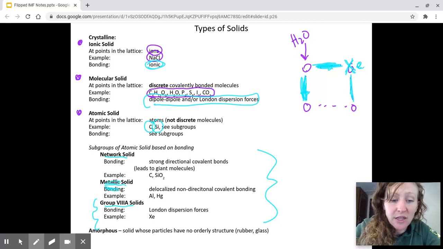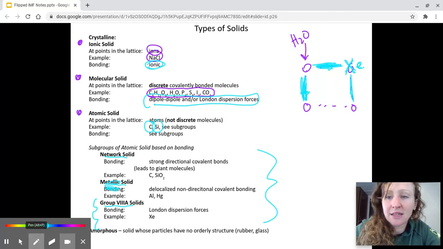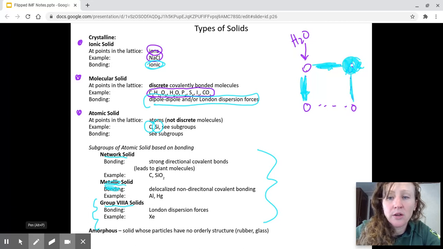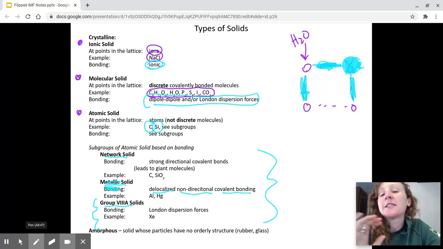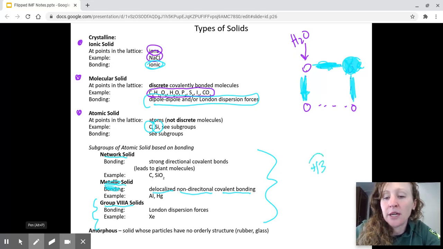Metallic solids fall into this. Any solid that has a metal at this point in the crystal, like aluminum or mercury or copper, the forces holding the solid together are going to be delocalized, non-directional covalent bonding. So this is like with metals. Aluminum's a favorite example here. Okay, so aluminum looks something like this.